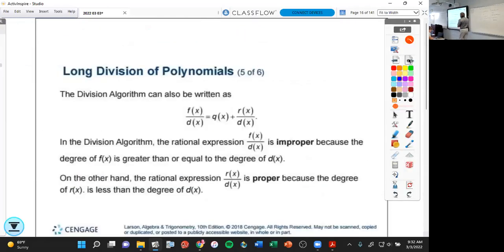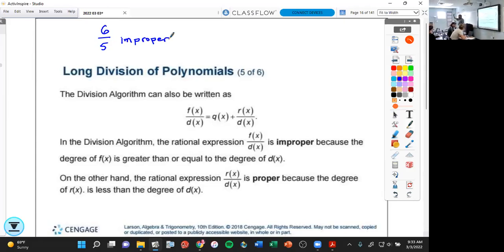We could also rewrite that as, if you divided all three pieces by d of x, f of x divided by d of x is equal to the quotient plus the remainder over the divisor. That's what our answer looked like. Again, remember proper and improper fractions? 6/5 is proper or improper? Improper. Why is it improper? Yeah, because 5 goes into 6, right? Not evenly, but 5 goes into 6.